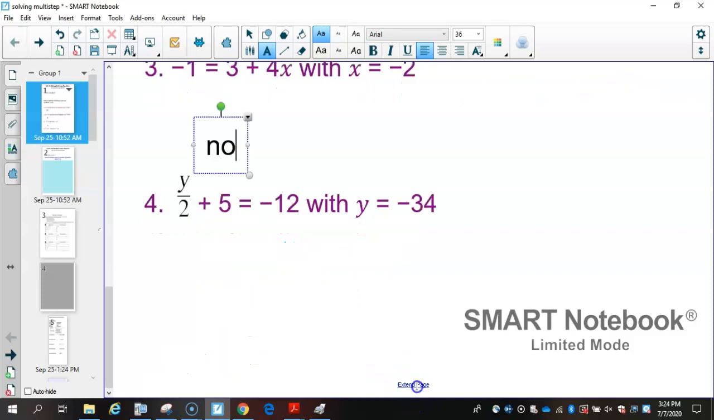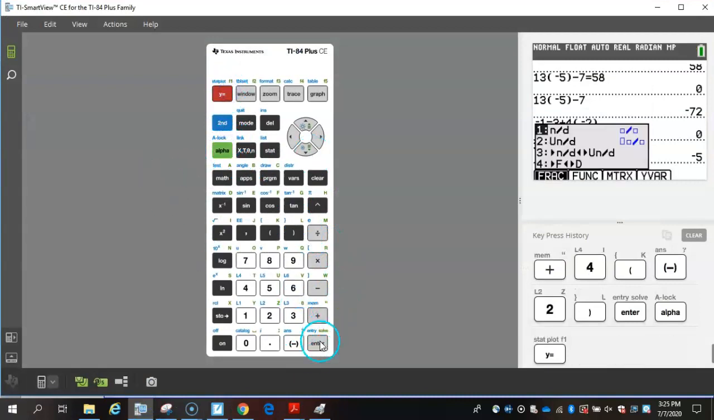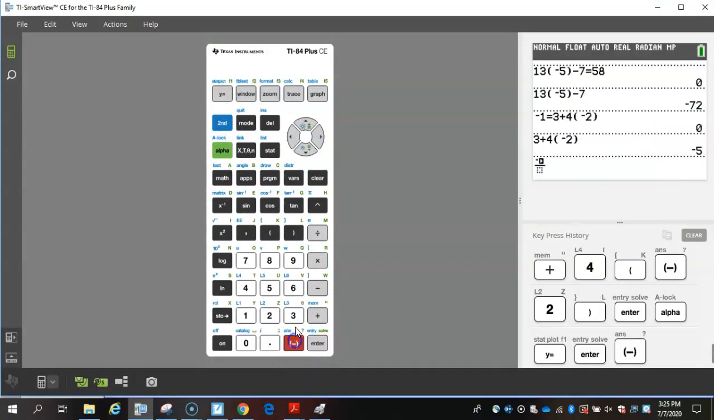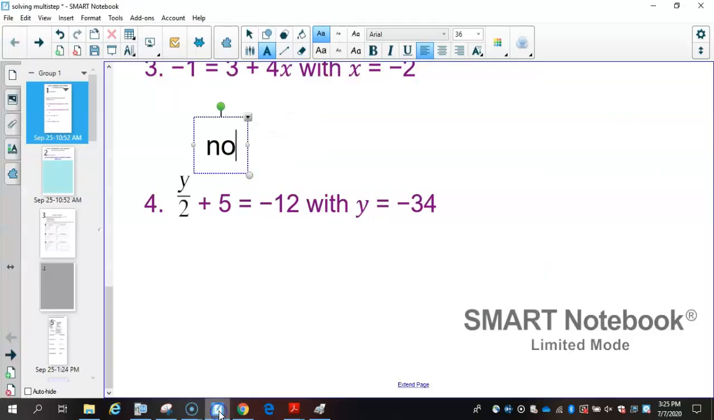Try this last one on your own, and I'll do it in the calculator. y over 2 plus 5 equals negative 12, with y equal to negative 34. In this case, I need my fraction bar, alpha y equals negative 34 over 2, plus 5 equals negative 12.